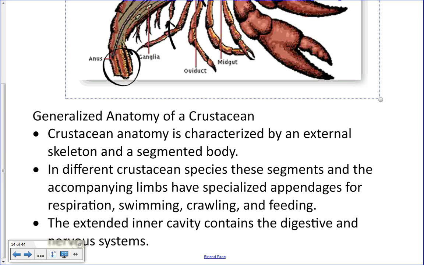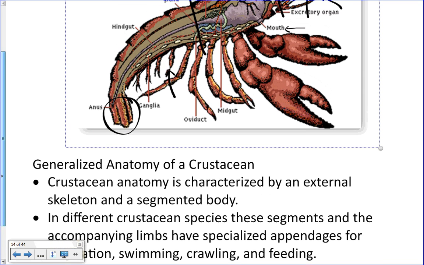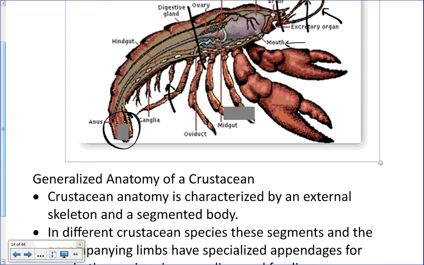So they do have an external skeleton and a segmented body. And you have different types of limbs on each of these segments that are used for respiration or swimming or crawling or feeding. And then you'll have the extended abdominal cavity on the inside that will contain the digestive system.